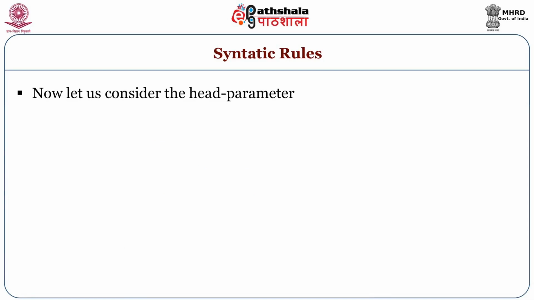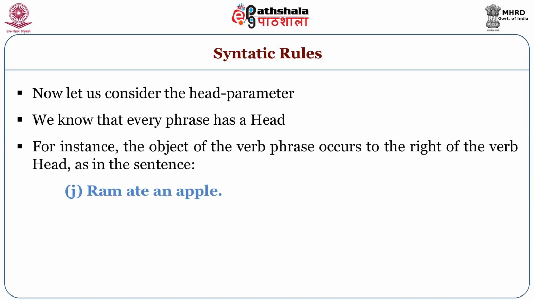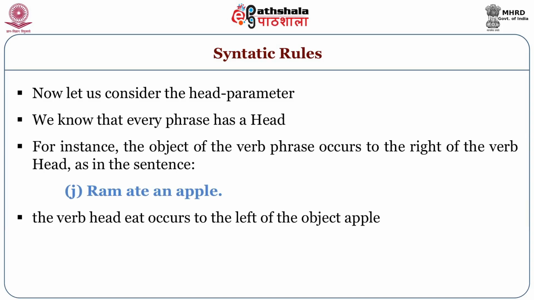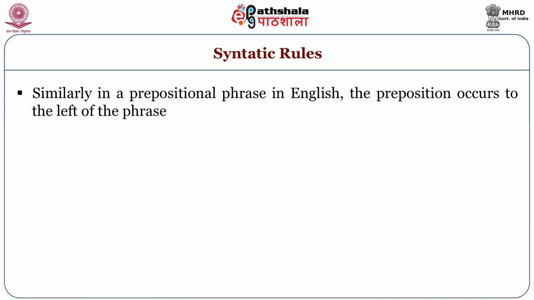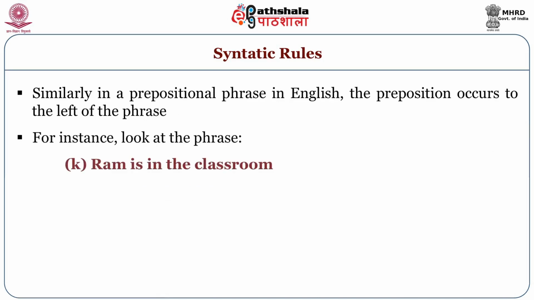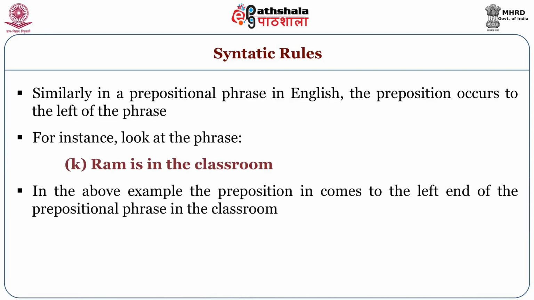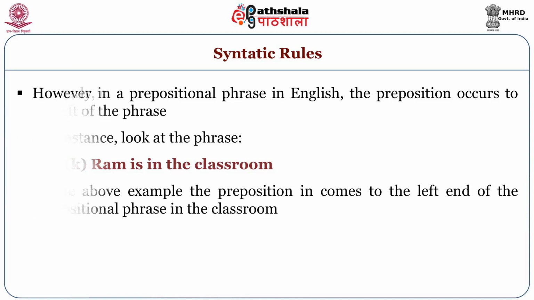Now let us consider the head parameter. We know that every phrase has a head. For instance, the object of the verb phrase occurs to the right of the verb head, as in the sentence Ram ate an apple. The verb head eat occurs to the left of the object apple. Therefore, English is a head-left language. Similarly, in a prepositional phrase in English, the preposition occurs to the left of the phrase. For instance, look at the phrase Ram is in the classroom. In the above example, the preposition in comes to the left end of the prepositional phrase in the classroom.